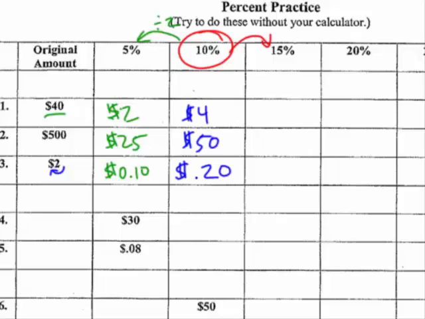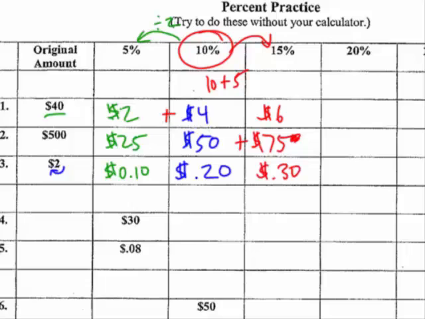Well, if I go the other way now, let's say I want to go to 15%. Well, it's 10% plus 5%, right? So then I could just add the 2. So I could take 2 plus 4, which gives me $6. I could take 25 plus 50, which is $75. And then I could take 10 cents plus 20 cents, which is 30 cents. There we go.